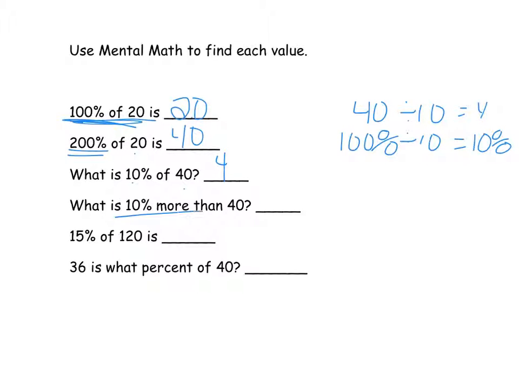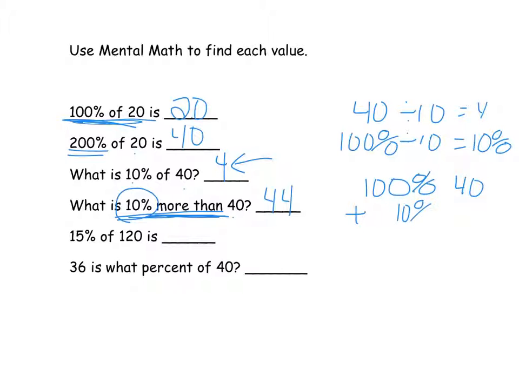So what is 10% more than 40? Well, if 10% is 4, 10% more than 40 would be 44. So we just added that on. We added our 100%, which was our 40, plus our 10%, which was 4, to get our total of 44.